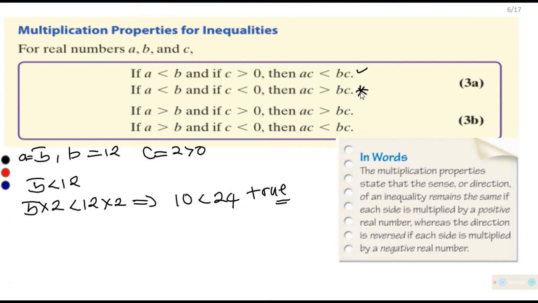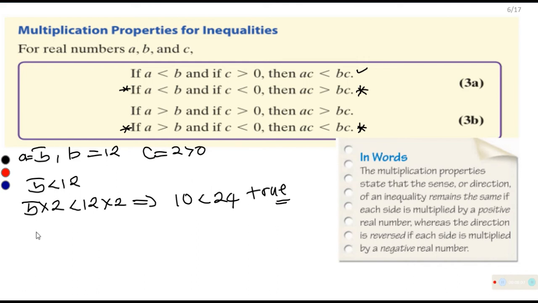Okay, take note of this. If a is greater than b and c is greater than 0, then ac is greater than bc. And if a is greater than b and c is less than 0, then ac is less than bc. So these are telling us that whenever you multiply or divide an inequality by a negative number, the sense of the inequality changes.